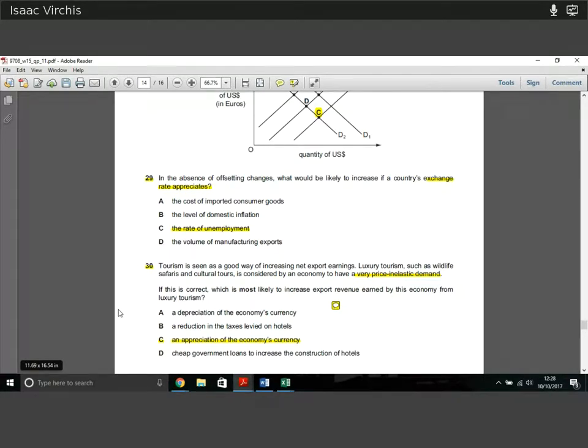An appreciation of the currency. The holidays are getting more expensive, exports have become more expensive, but you still have the same amount of people demanding it because it's very price inelastic. Therefore, an appreciation of the economy's currency, making holidays more expensive for those abroad, is going to increase export revenue because no fall in demand occurs as a result of this increase in price. If 100 people demanded the holiday last year, it cost £100. And now this year it's going to cost £130, but still 100 people are demanding it, or 99 people, because it's very price inelastic. You're clearly going to make more money. You get more revenue, and therefore the answer is C.